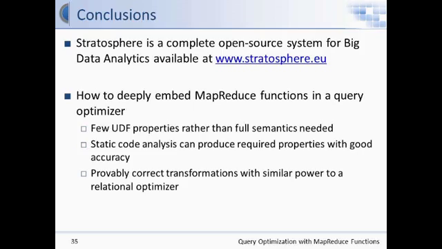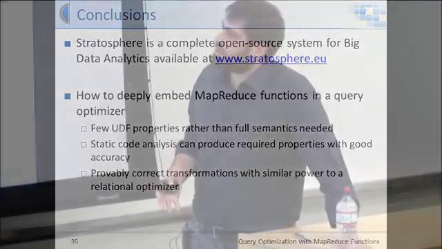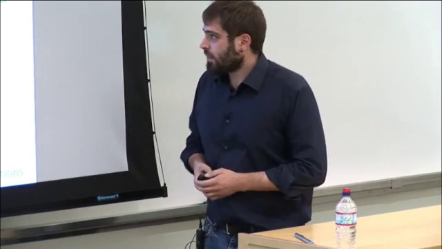So basically to summarize the talk, I talked a little bit about the architecture of Stratosphere. Stratosphere is a complete new system for big data. It's written from scratch, and it has the complete stack from processing to query language. It's open source under the Apache license, and it's available at stratosphere.eu.